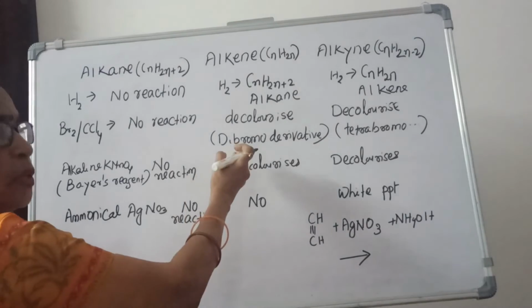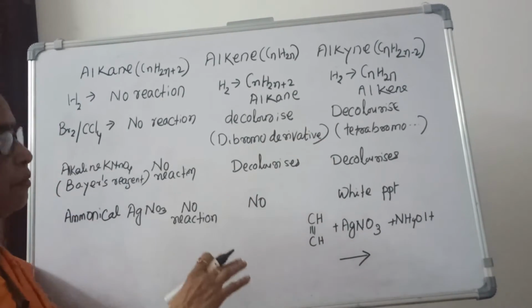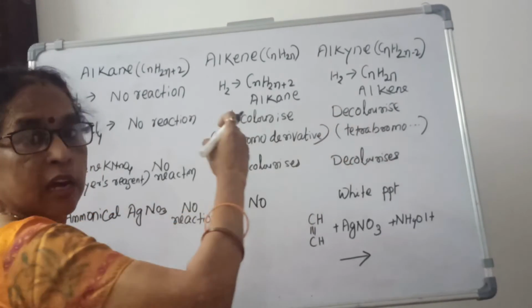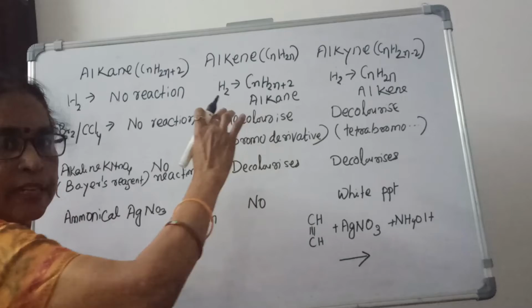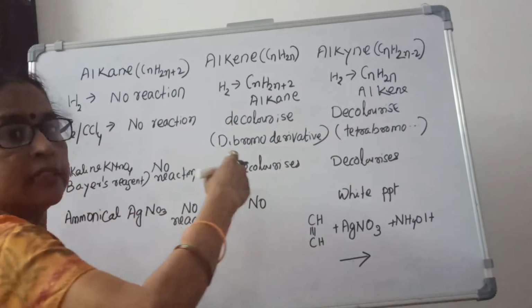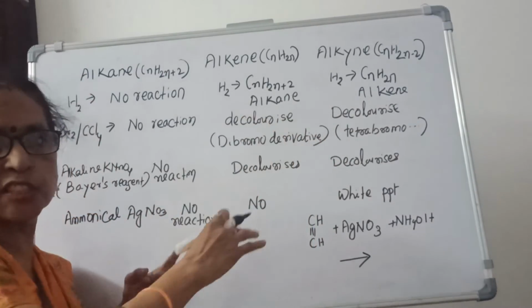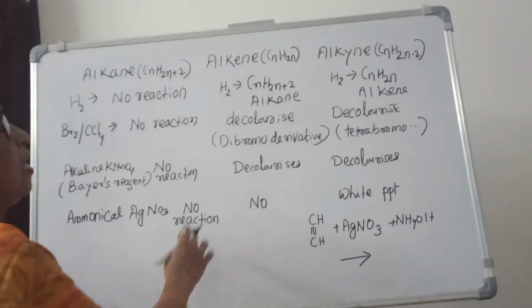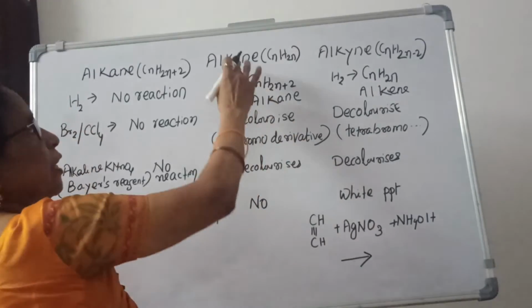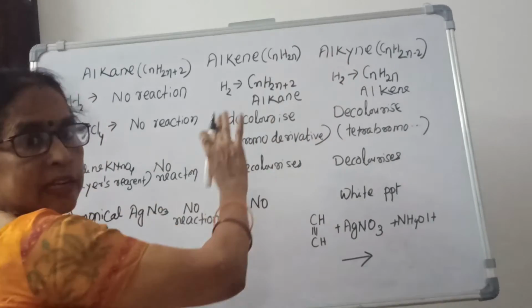Why? Because there are two hydrogens, that is why it is a dibromo derivative, whereas here there is a double bond, and here in alkyne a triple bond, so here 4 hydrogens are replaced by 4 bromines, the reaction you know from the alkene and alkyne chapters. So it gives a dibromo derivative in alkene and a tetrabromo derivative in alkyne.